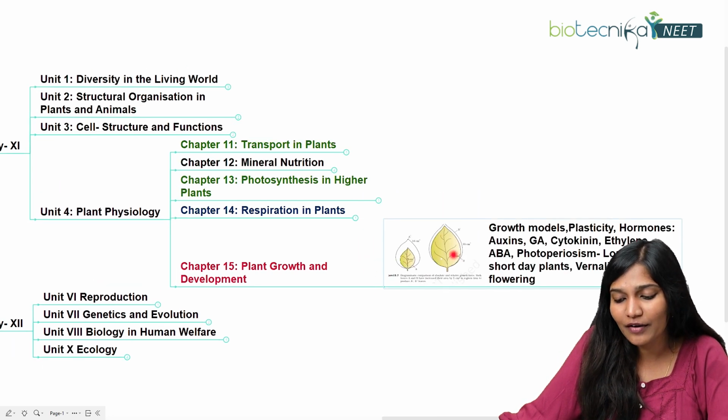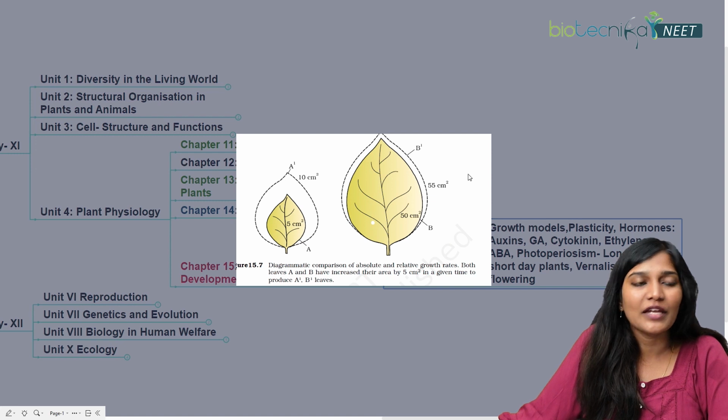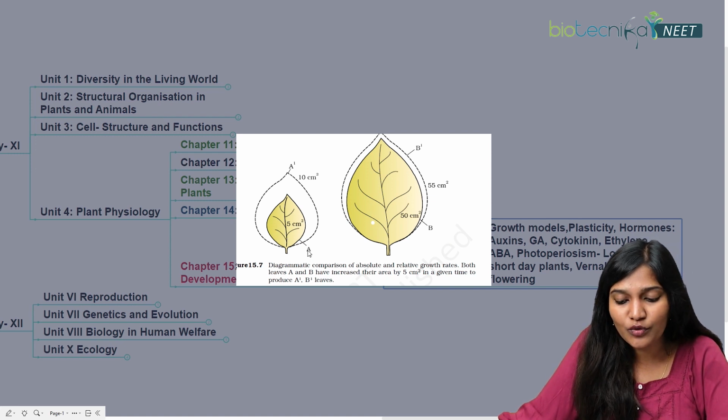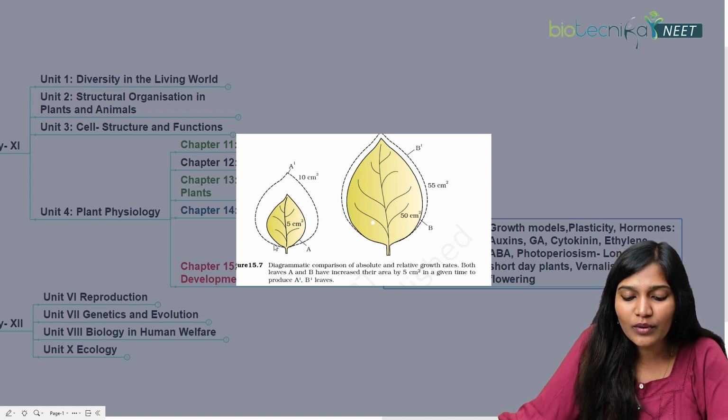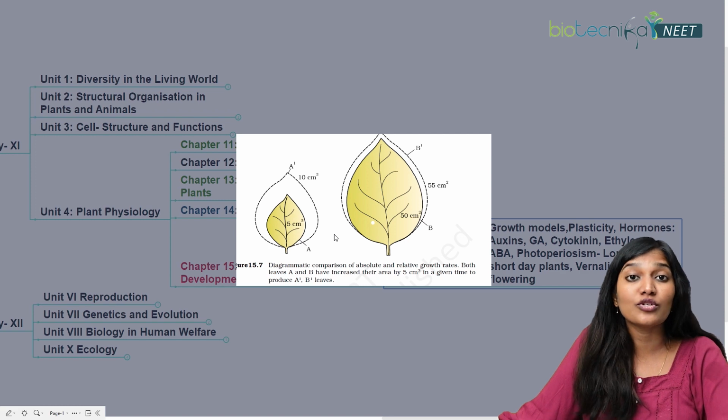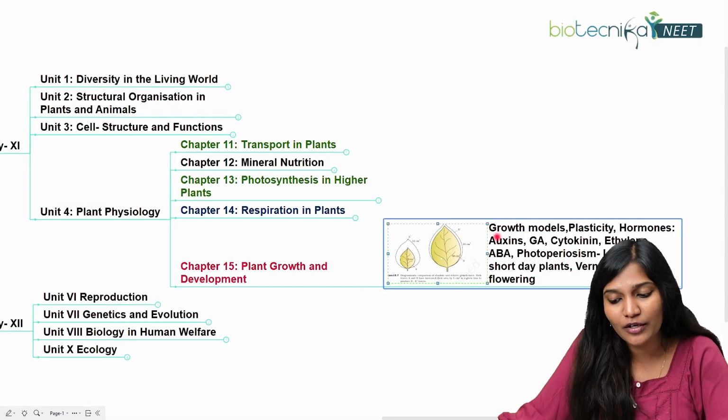And the next is plant growth and development. So this is very, very important. It will come in your examination. Most of the time they'll ask questions like absolute growth rate and relative growth rate. They'll give you an image and ask you to calculate. For calculation purposes, definitely you have to go for it.